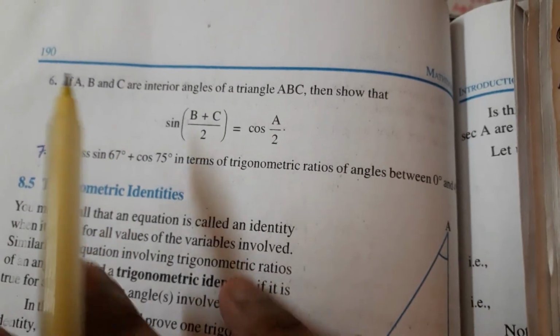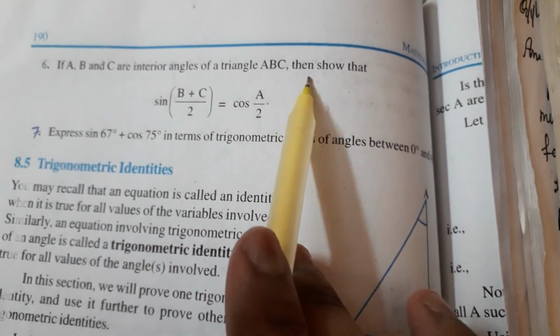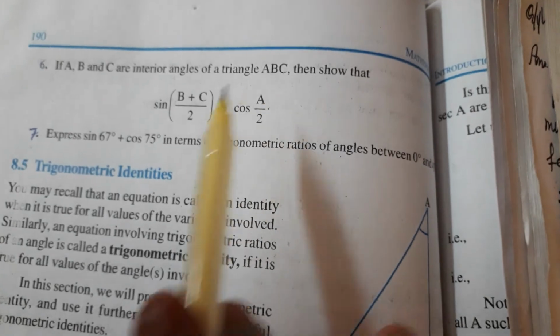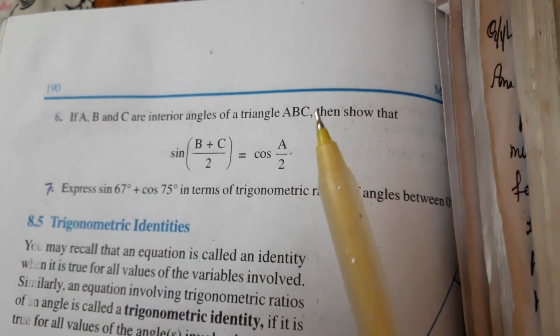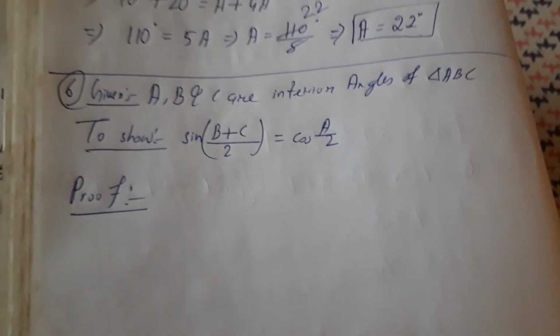Now come to the sixth one. If A, B and C are interior angles of a triangle ABC, then show that sin of (B plus C) by 2 is equal to cos A by 2. Now see, this is the most important and easiest maths in this exercise. This is your given part. You have to show this. Now you have to prove.